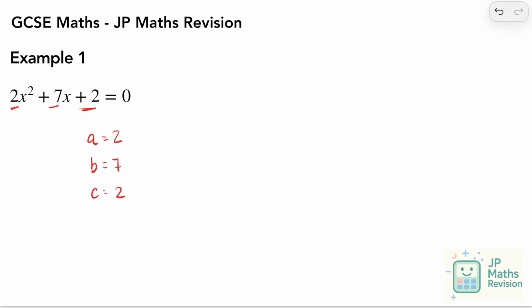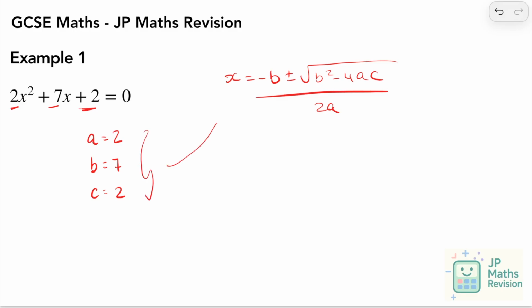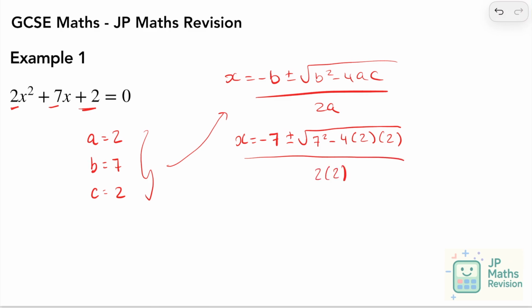The quadratic formula is x equals minus b plus or minus the square root of b squared minus 4ac, all over 2a. In this case, because a is 2, b is 7 and c is 2, I'm going to plug those values in, and we end up with x equals minus 7 plus or minus the square root of 7 squared minus 4 times 2 times 2, all over 2 times 2.